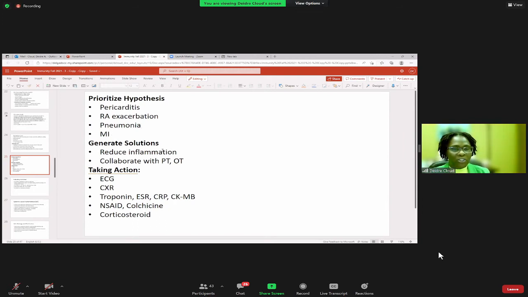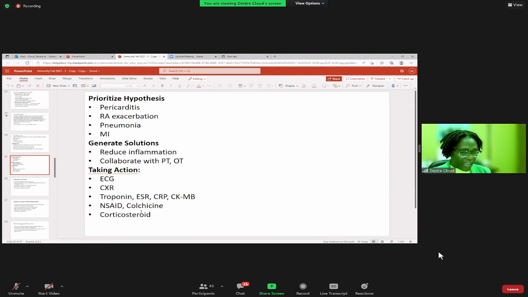So we generate solutions. We want to reduce the inflammation and reduce the pain, and collaborate with PT and OT for the pain caused by the exacerbation. We took action. We did EKG, chest x-ray, troponins, NSAIDs, corticosteroids. All these things are going to happen.